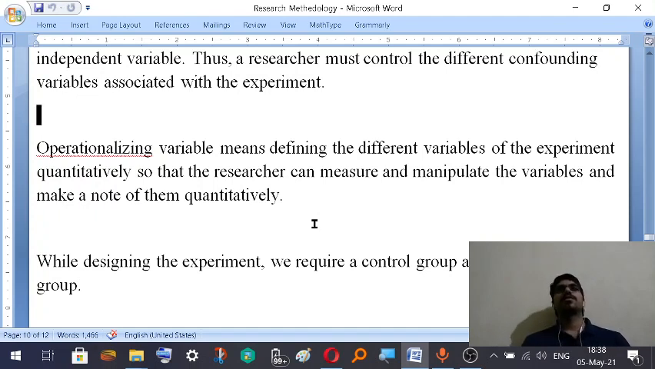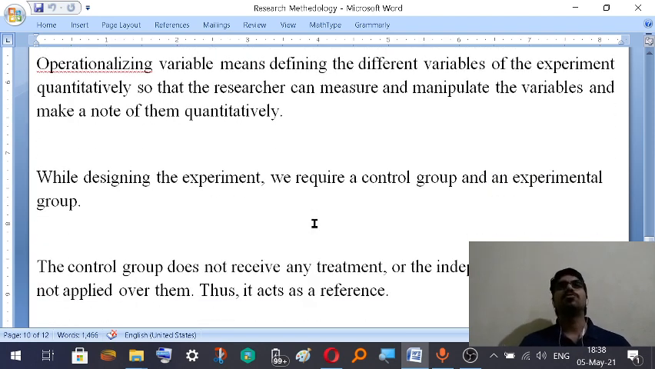Similarly, while operationalizing the variable, we have to define our variable so that we can measure that variable quantitatively, and after the experiment is done, we can note down the exact value of the dependent variable.